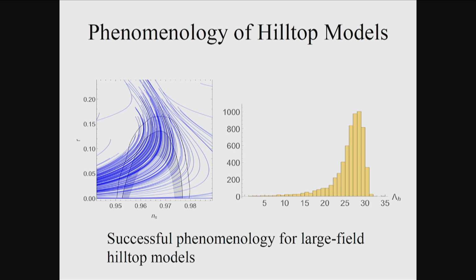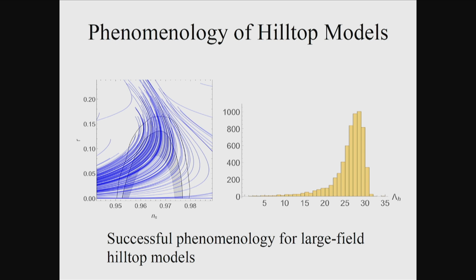The first thing to note is that these trajectories do actually pass through the exclusion limits. So here are the 2 sigma and 1 sigma exclusion regions, and you can see that indeed we do get successful phenomenology. The models do actually pass through the regions that are allowed by observation. So the machine is actually learning models of inflation which agree with experiment, which is nice.